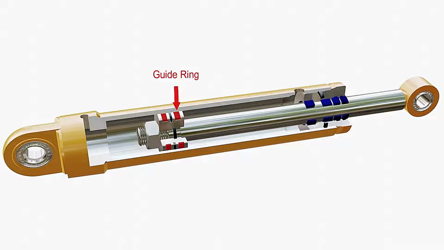The guide rings prevent metal-to-metal contact and resist radial forces acting in the cylinder. A wiper seal is used to wipe dirt from the rod while entering through the head and prevent contamination of oil. A rod guide ring is used to absorb transverse forces acting on the system and also prevents metal-to-metal contact of rod and cylinder head.